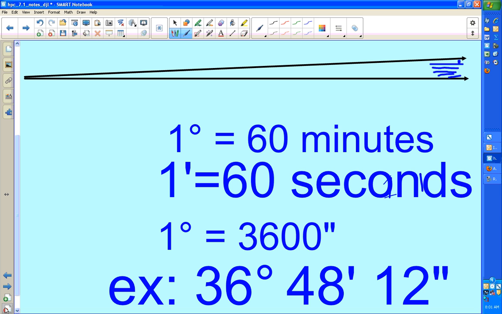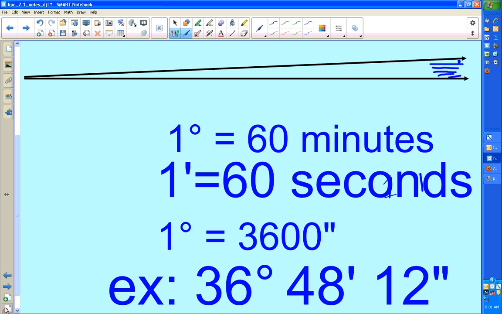If there's 60 seconds in a minute and 60 minutes in a degree, there's 3,600 seconds in 1 degree. So if you can imagine taking this 1 degree and slicing it into 3,600 slices, those slices are seconds.